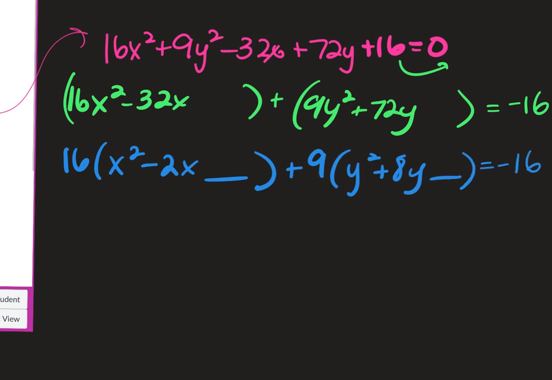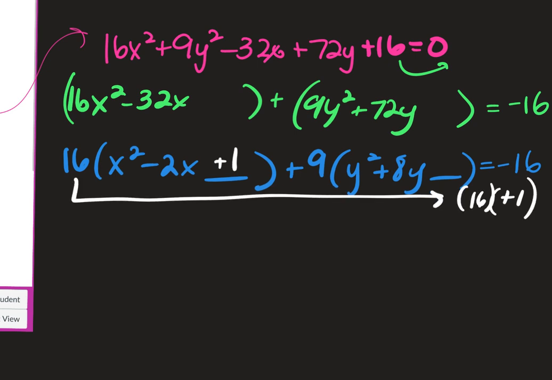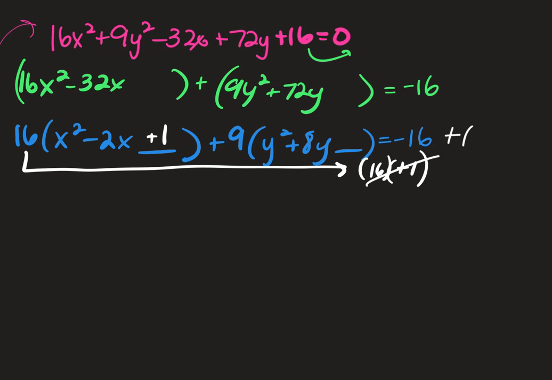You have to record yourself explaining it. Then I would take the b's on both of these, which is the second term. I'm ignoring the sign because I'm going to square it. 2 divided by 2 is 1. 1 squared is 1. I add the 1 inside the parentheses, and I would add it to the other side of the equation to balance it out. But I got to multiply it by the 16 first. So I'm adding 16.